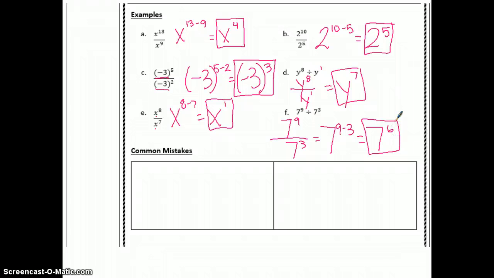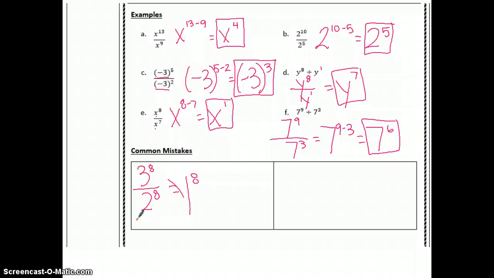Think of a couple mistakes that are commonly made. Sometimes you might see, if I have 3 to the 8th power divided by 2 to the 8th power, people might say that is 1 to the 8th power. And we don't actually subtract the 3 minus 2. Here our bases aren't the same, so we won't even use this property at all.